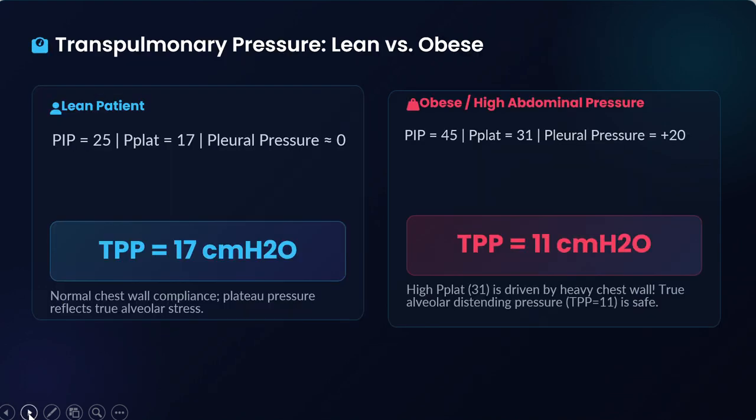If you have a lean patient with peak pressure 25, plateau pressure 17, and pleural pressure 0, the transpulmonary pressure equals 17, equal to the plateau pressure. In an obese patient with high abdominal pressure, peak pressure 45, plateau pressure 31, and pleural pressure positive 20, it means 31 minus positive 20, which is 11. This means the patient does not have an inadequate plateau pressure, and you can increase your plateau pressure to more than 31.